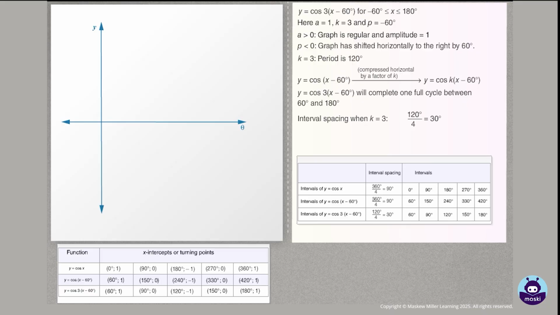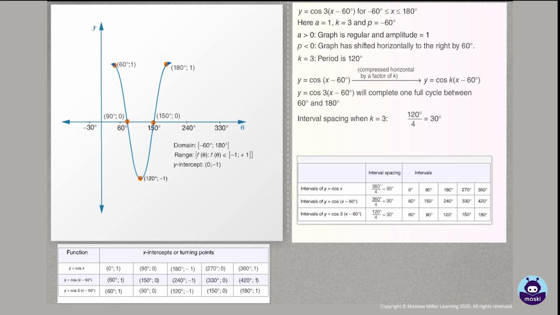We now have the critical points that we need to sketch the graph. We first mark the x values of the critical points on the graph. Then we mark the critical points on the graph. Now, we can draw a smooth curve through all these points to get the sketch graph of the function y equals cos 3 times x minus 60 degrees. The graph can be extended to the left for another period. We can also mention the domain and range in the sketch.